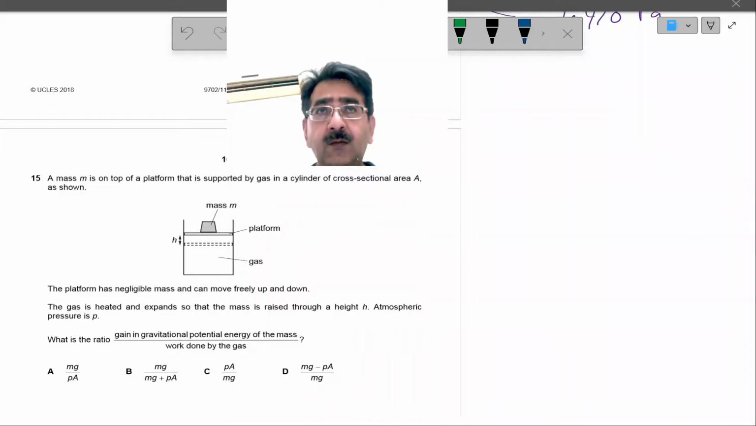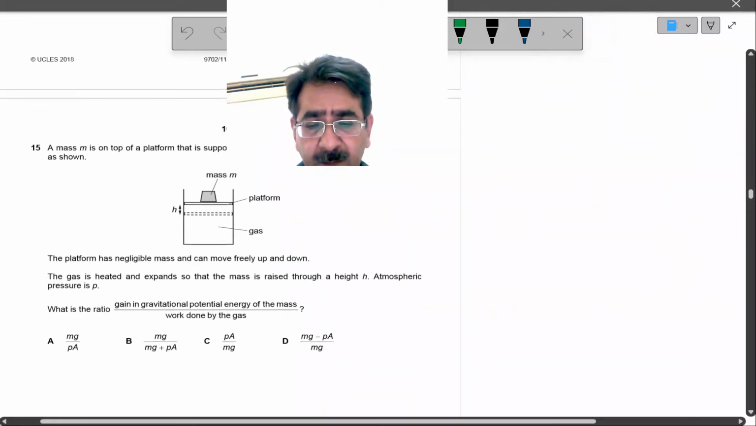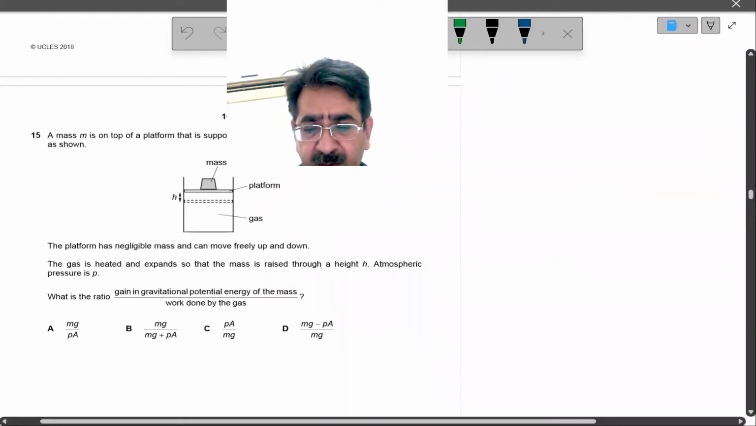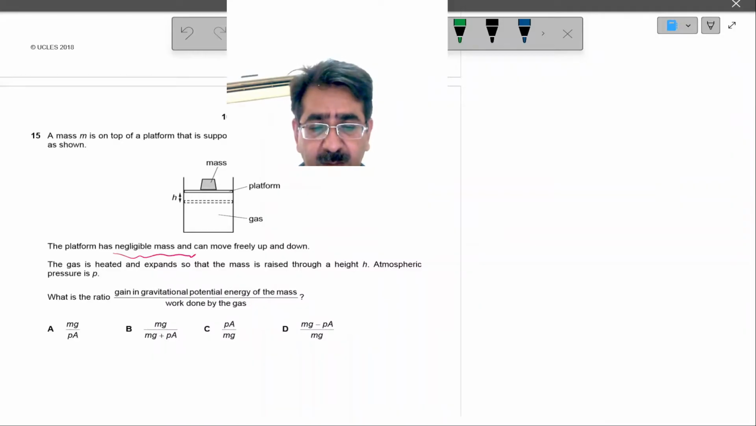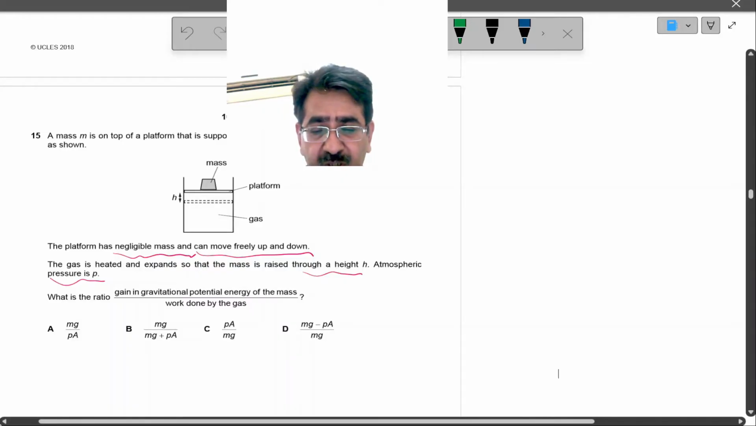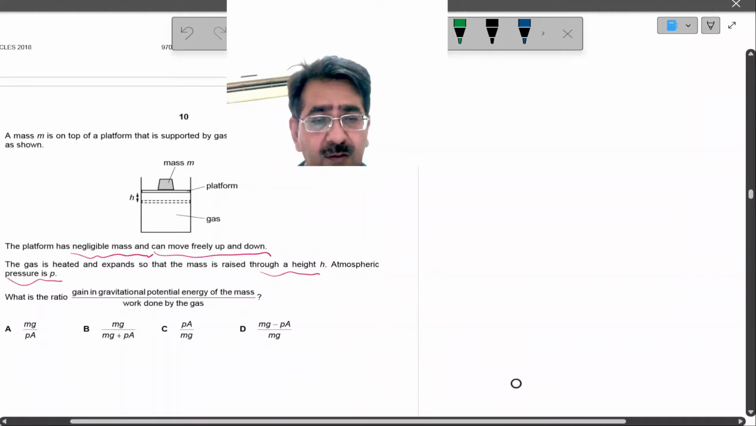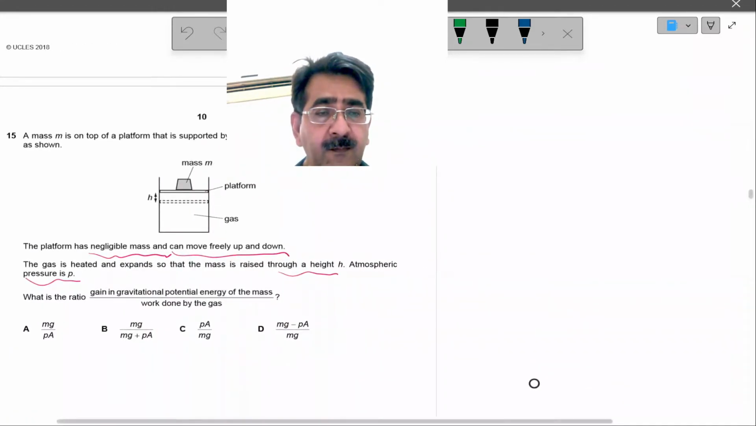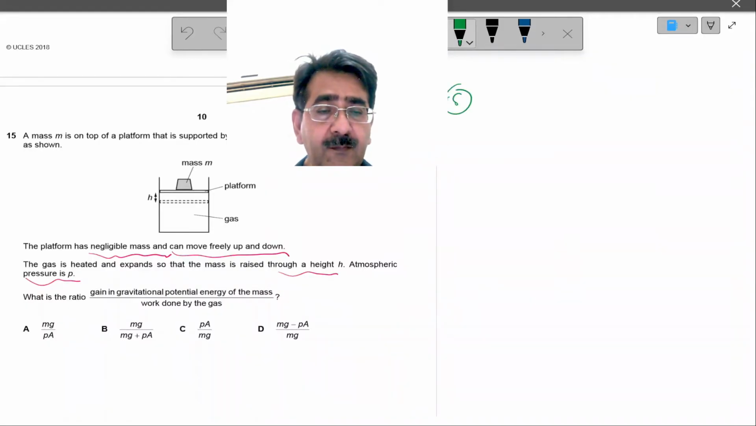Question. Mass M is on top of the platform that is supported by gas in a cylinder of cross section area A as shown in the figure. The platform has negligible mass and can move freely up and down. Gas is heated and expands so that the mass is raised through the height h. The atmospheric pressure is P. What is the ratio of the gain in gravitational potential energy of the mass to the work done by the gas?